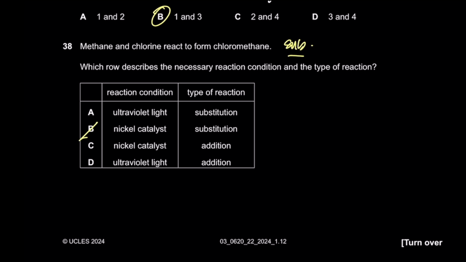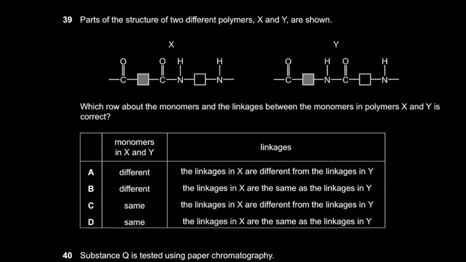So UV light is needed. Nickel catalyst is needed for the addition reaction of hydrogen to an alkene, and this is not an addition reaction. That's the substitution reaction. Parts of a structure are shown.